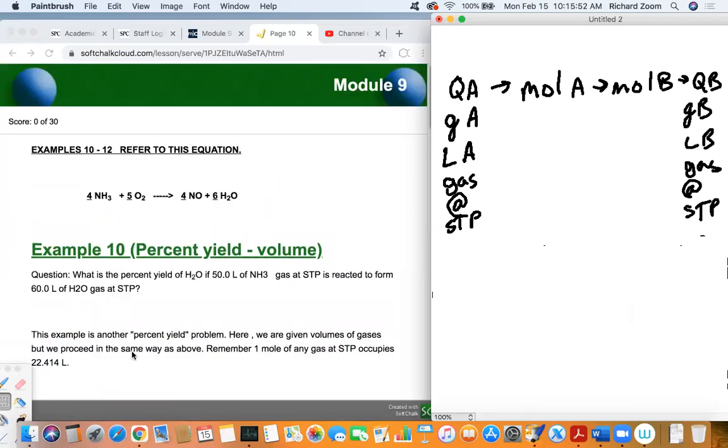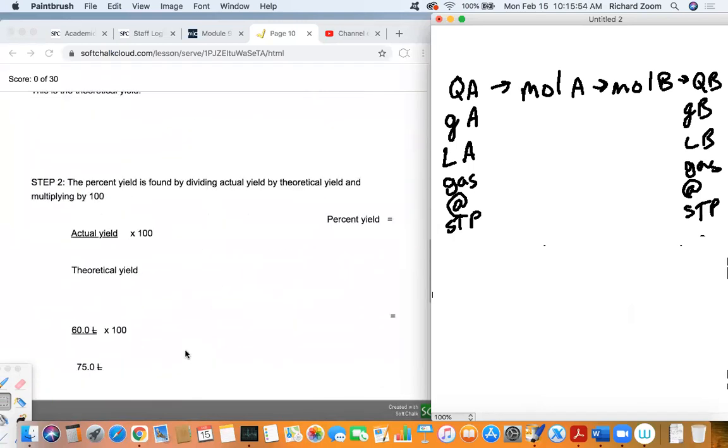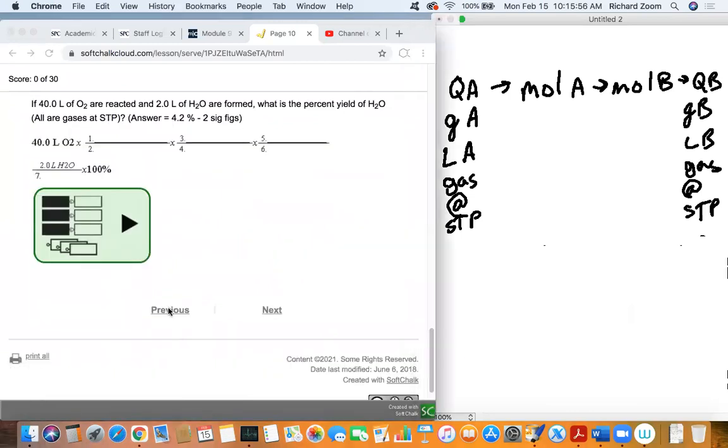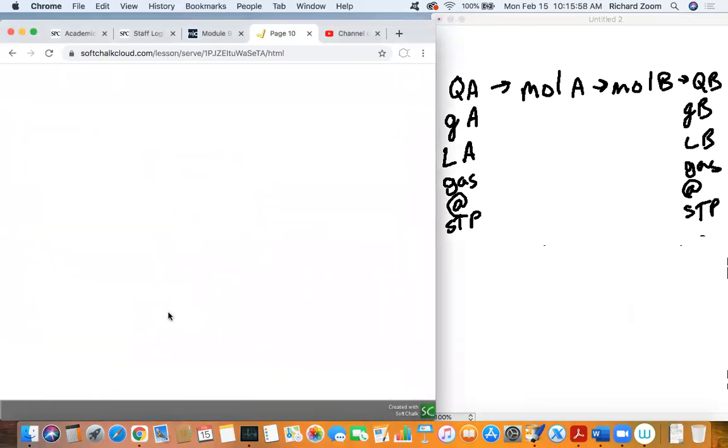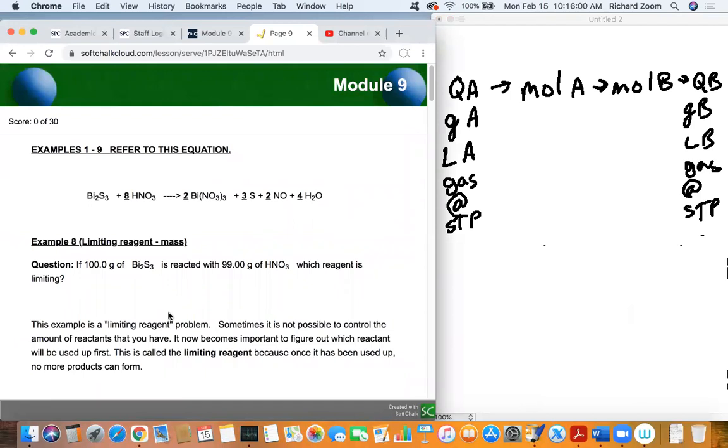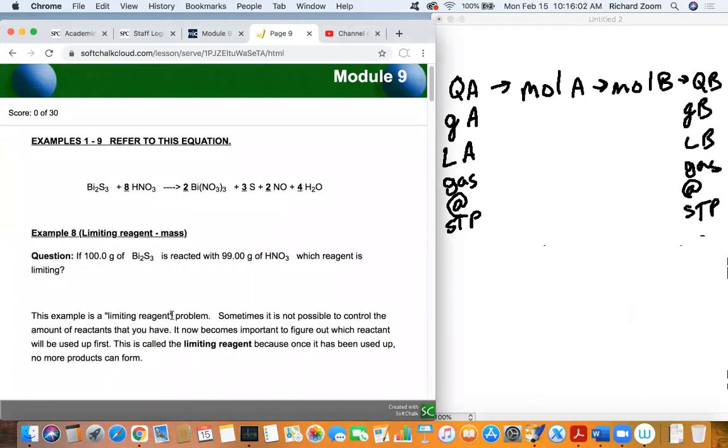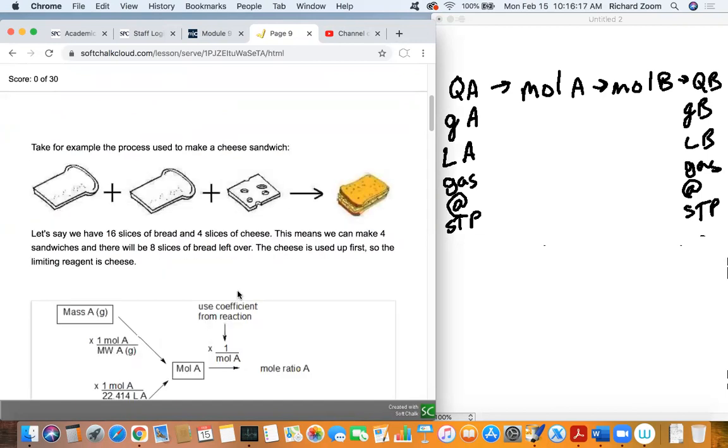Okay, well, let's go back now. We'll take a look at the limiting reagent problem. In a limiting reagent problem, you're always given two reactants. You're always comparing two reactants. And that's the first thing to realize. It's very different from a percent yield problem.